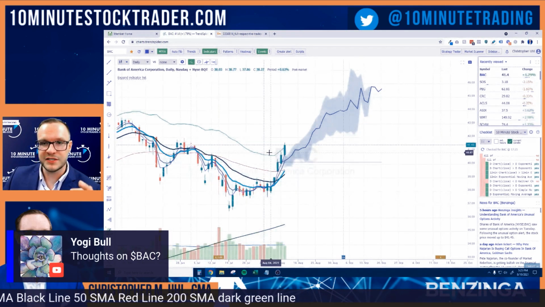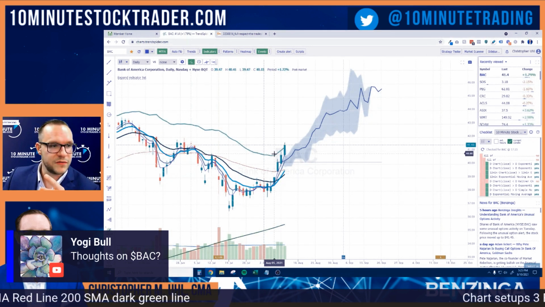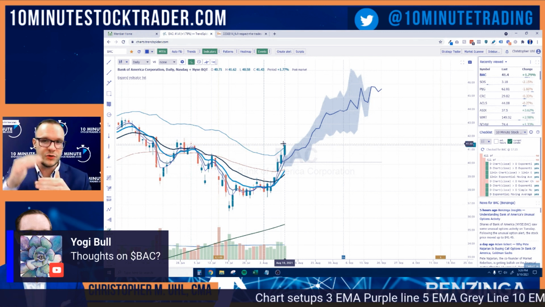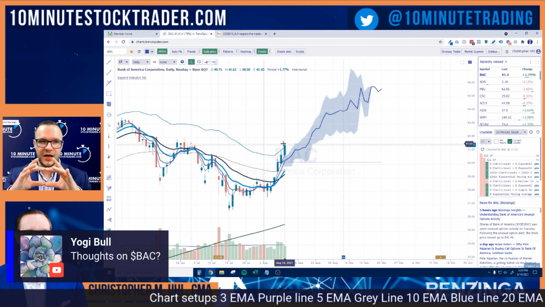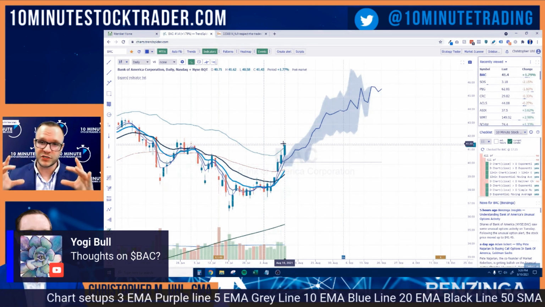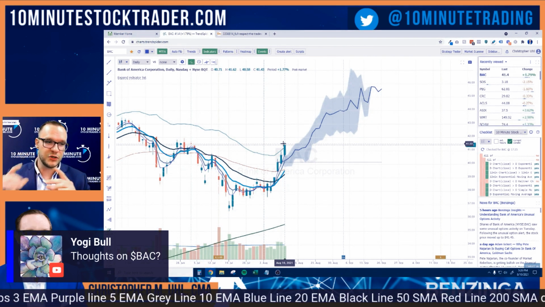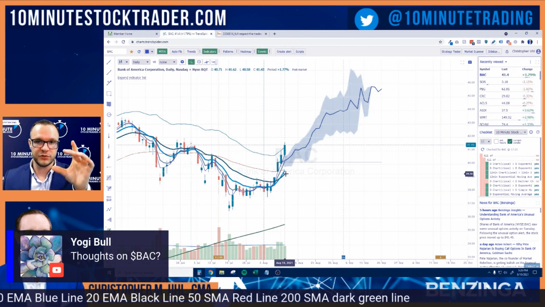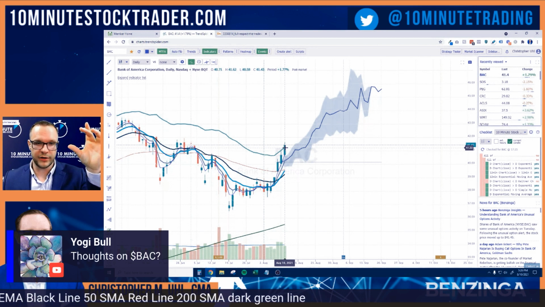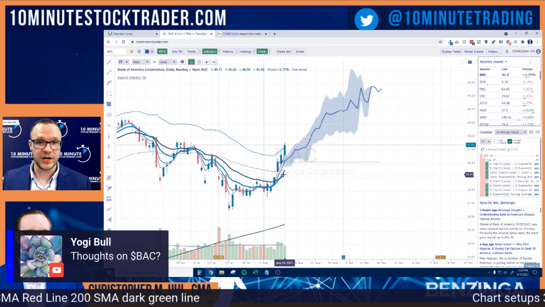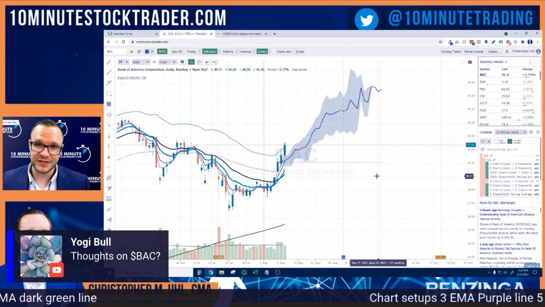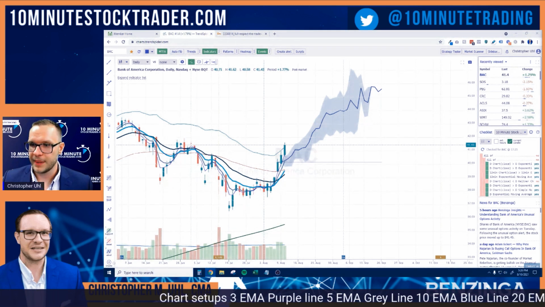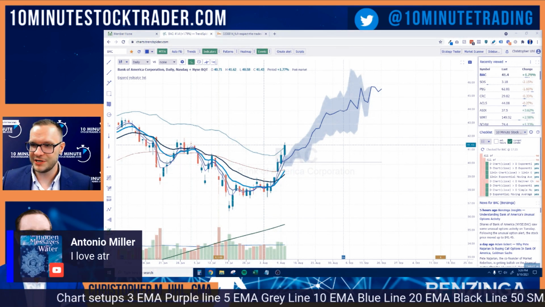Now, this falls into that category of it may be a little bit too extended for me because it is above this 2 ATR. Remember, that's an average true range, which is basically the amount of movement it has over the last 14 days in addition to the 20-day. Okay, so the 20 days down here at 39.25, 1 true range, 2 true ranges, gets you right here around 41.22. This is a great trade. I love this trade. I'm not in BAC because I'm in my other financials, but ooh, that's a good one. Yogi Bull, nice work. I love ATR, Antonio. I know what you mean, man.